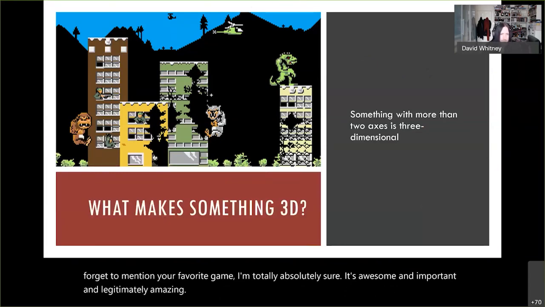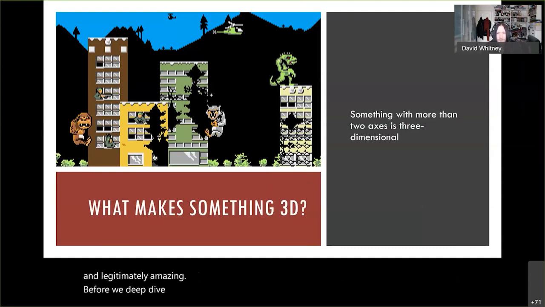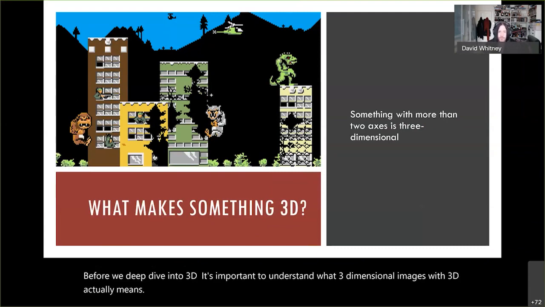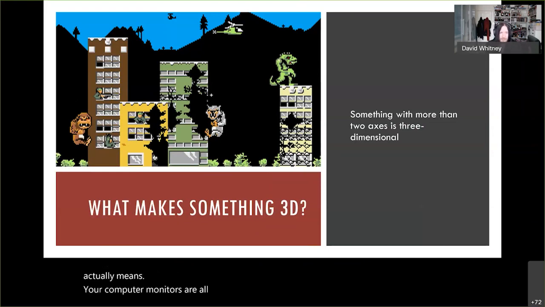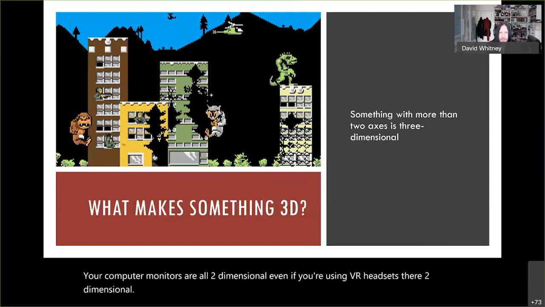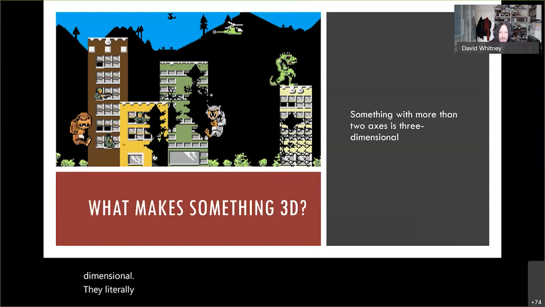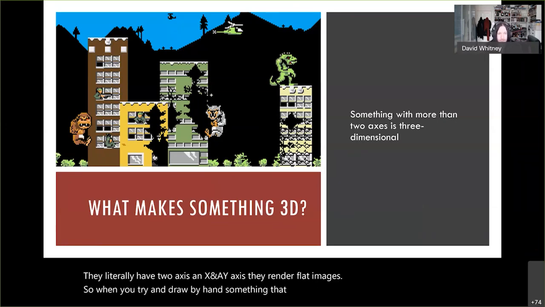Before we deep dive into 3D, it's important to understand what three-dimensional images, what 3D actually means. Your computer monitors are all two-dimensional. Even if you're using VR headsets, they're two-dimensional. They literally have two axes, an X and a Y axis. They render flat images. So when you try and draw by hand something that looks 3D on a 2D space, it often looks strange and wrong.